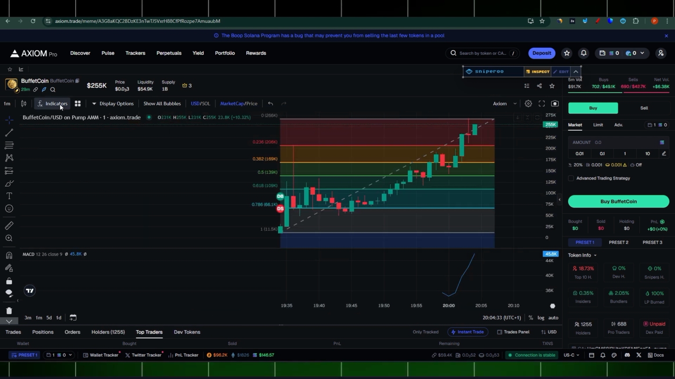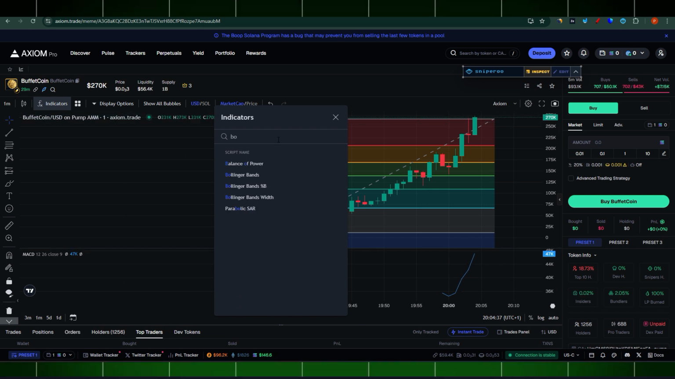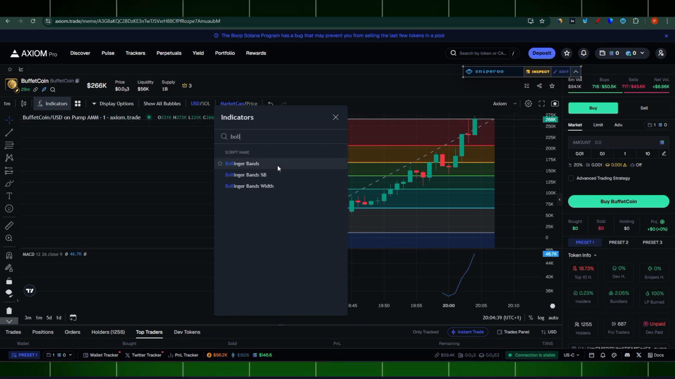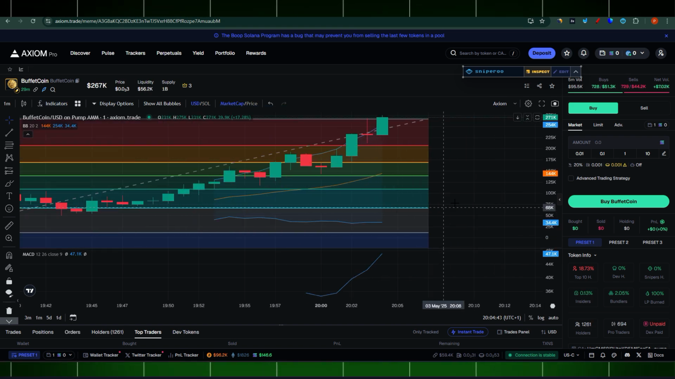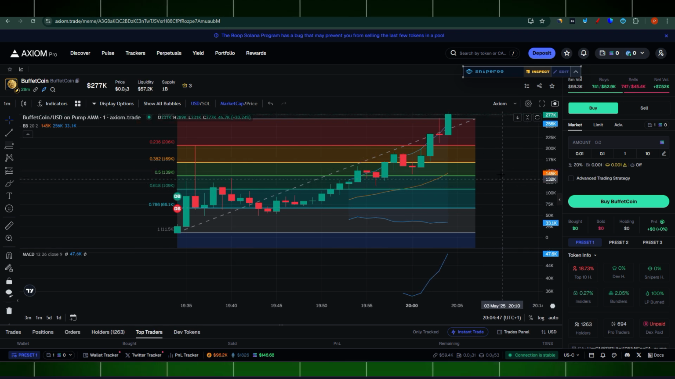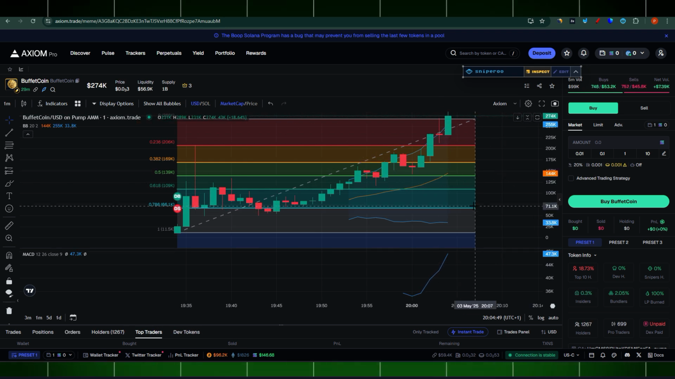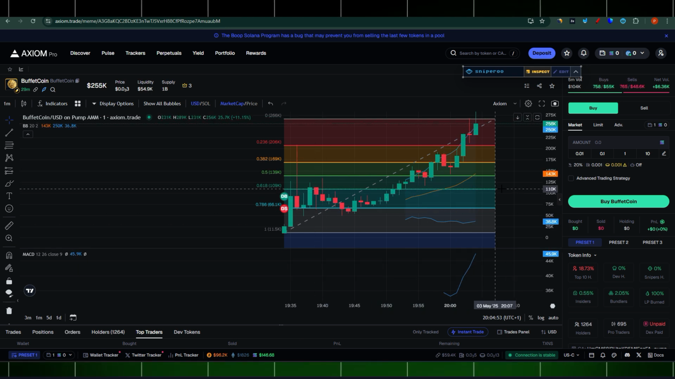I also want to add the Bollinger Bands. I think those three will be sufficient in this particular case. It's only 29 minutes on the market, so there's not much to show at the moment, but still it's nice to see, especially those Fibonacci numbers.